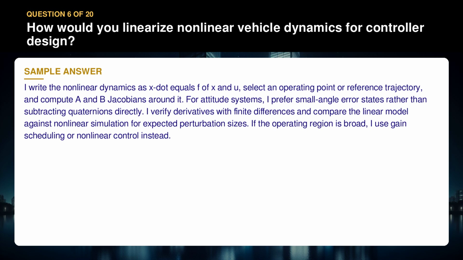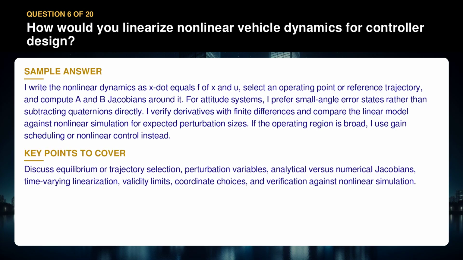I verify derivatives with finite differences and compare the linear model against nonlinear simulation for expected perturbation sizes. If the operating region is broad, I use gain scheduling or nonlinear control instead. Discuss equilibrium or trajectory selection, perturbation variables, analytical versus numerical Jacobians, time-varying linearization, validity limits, coordinate choices, and verification against nonlinear simulation.